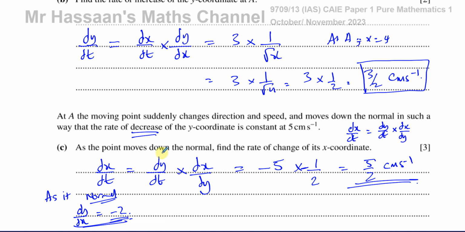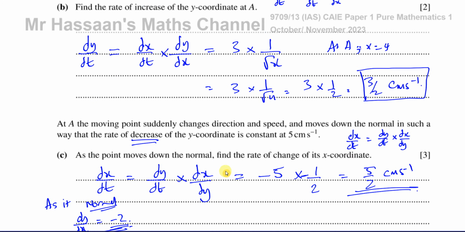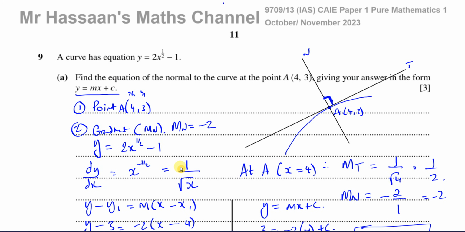And as we mentioned, the actual dy dx is not now a half. It's now -2, because it's now moving along the normal, not along the tangent. So that's why it became -2, which you write as -1/2 because we need dx dy and not dy dx. So I hope that was clear. That's the answer to this question number 9 from this paper.